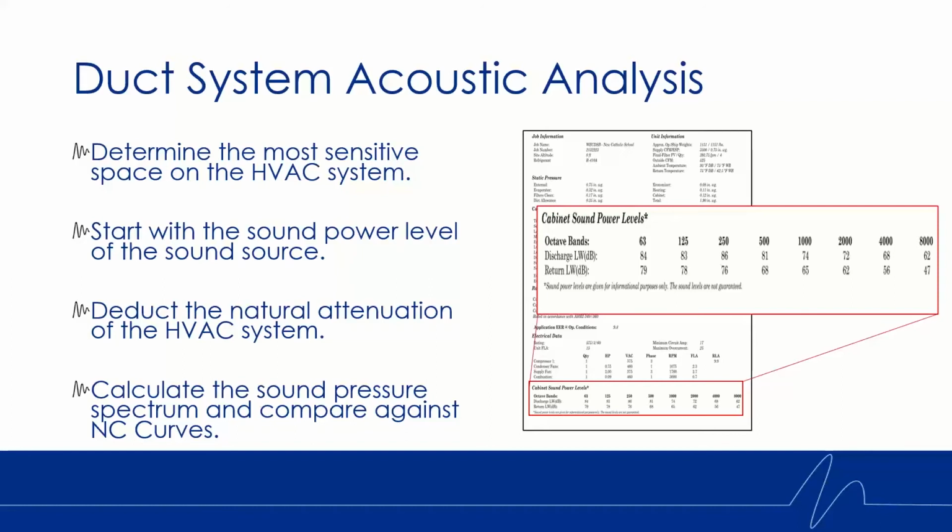We're then going to look at the sound power levels of the unit. We want to make sure we're looking at the sound power in dB, not dBA. We don't want to use A-weighted sound levels. We then look at the sound path between the source and the receiver and look at the natural attenuation that happens there. We take the sound power that's then in the room, convert it to a sound pressure, and compare it to the NC curves.